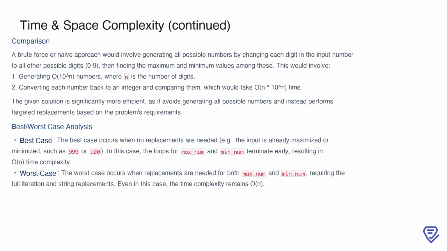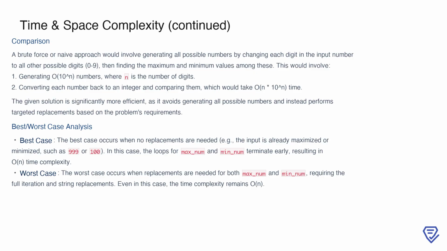To better understand the efficiency of the provided solution, let's compare it with a brute force approach. A naive method would involve generating all possible numbers by replacing each digit in the input with every digit from 0 to 9. For an input with n digits, this would result in O(10^n) numbers. Each number would then need to be converted back to an integer and compared, resulting in an overall time complexity of O(n * 10^n).